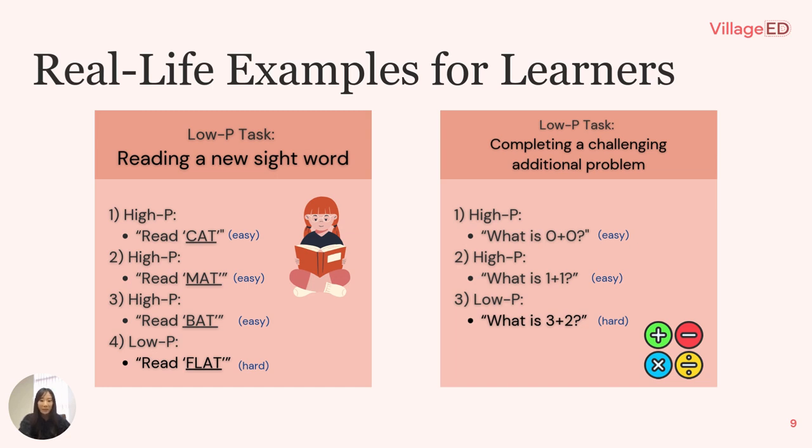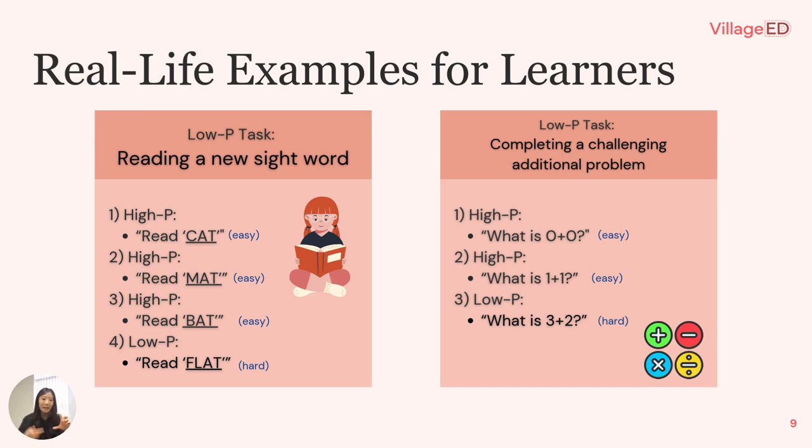So example number one, let's say that our low P task here is to have our learner read a new sight word. So let's pretend that I have some index cards and they have a word written on each of those cards. The first one says cat, the second one says mat, the third card says bat, the fourth card says flat, and flat is this new sight word. And let's pretend that I know my student definitely knows how to read cat, mat, and bat. It's super easy for them.